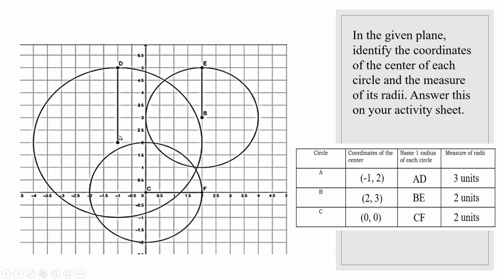Bilangin na lamang natin yung distance ng point from the center to another point on the circumference. So, sa circle A, we have 1, 1, 2, and 3. Okay? Obserbahan nyo maigi yung number line. Yung number line kasi is by 0.5 yung distances. For circle B, we have 1, 2, 2 units. And for circle C, we have 1, 2 units as well. So, ganun lamang po kadali, pakigawa po ang learning task 1 ninyo.